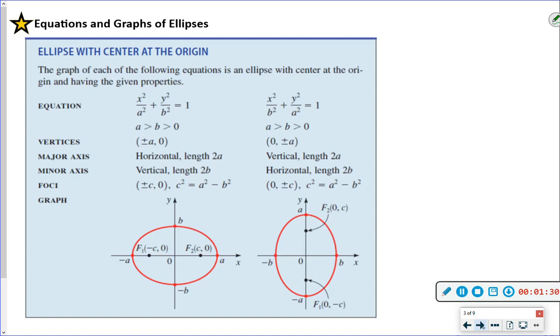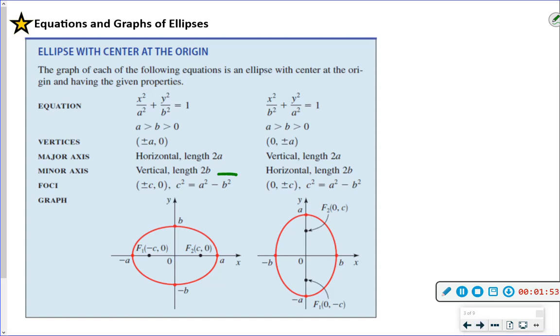I don't like to get crazy about formulas. Just a squared's the larger number always, so that's what makes it what we call a horizontal ellipse. It's wider than it is tall. This is a vertical ellipse. The larger denominator's under y, up and down. That's what makes it a vertical ellipse. I'm going to show you how to do all the vertices. It's super easy, the lengths, all that good stuff.